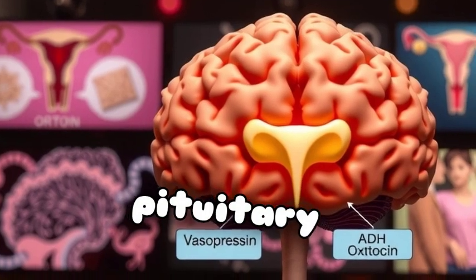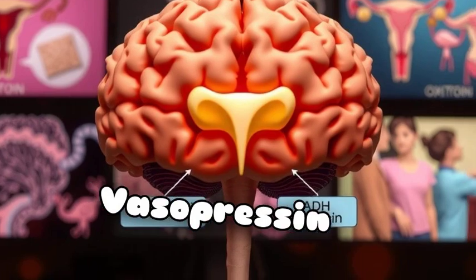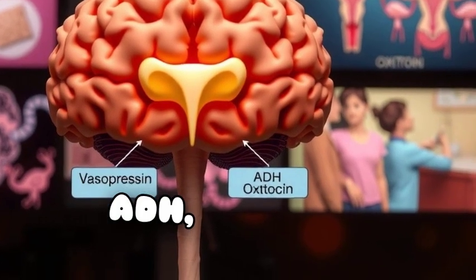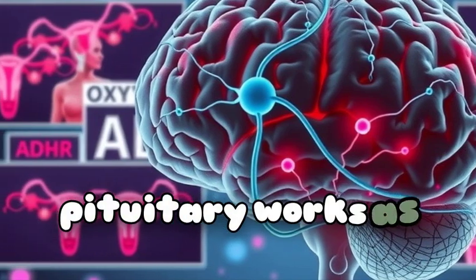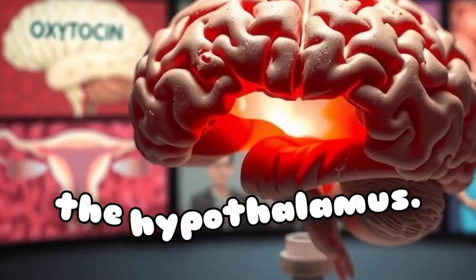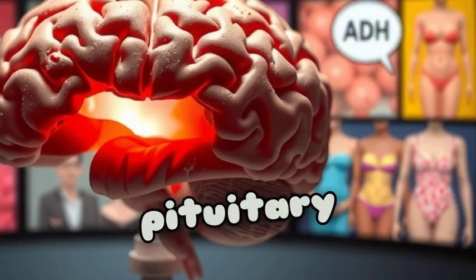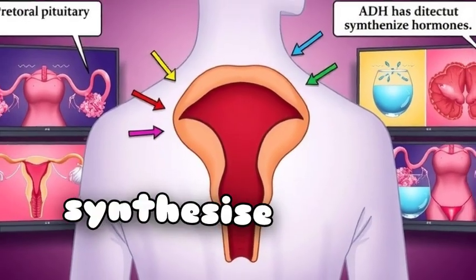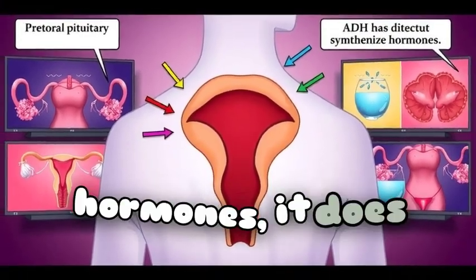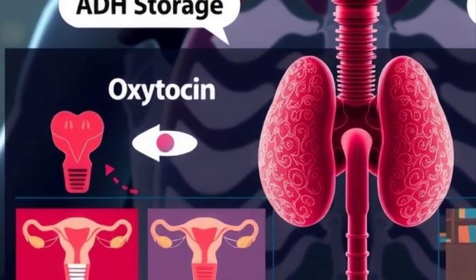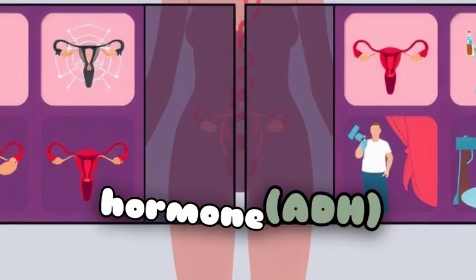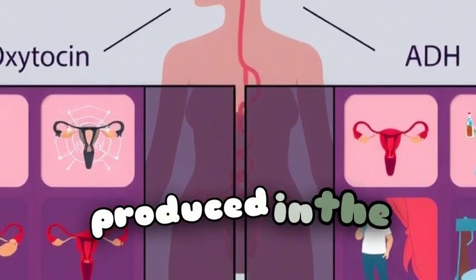Posterior pituitary hormones: vasopressin, or ADH, and oxytocin. The posterior pituitary works as a unit with the hypothalamus. Although the posterior pituitary does not synthesize its own hormones, it does store and release oxytocin, OT, and antidiuretic hormone, ADH, produced in the hypothalamus.